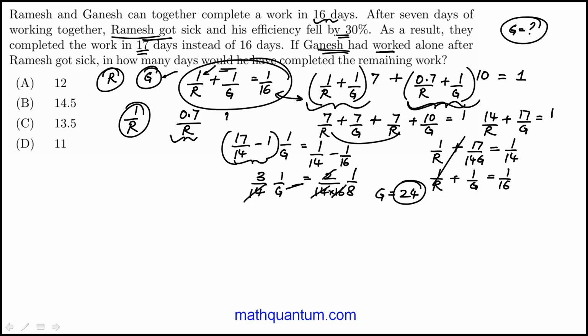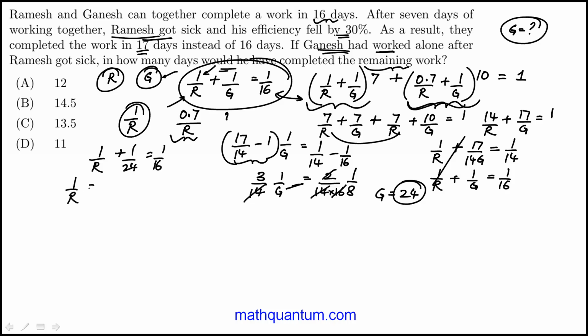Now the question is, if Ganesh had worked alone after Ramesh got sick, in how many days would he have completed the remaining work? So I need to know what fraction of that remaining work needs to be done. So I actually need to find R. Originally I thought maybe I don't need the R. So I'll plug that in here.